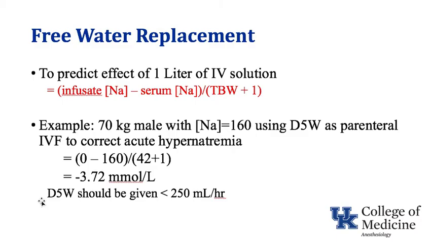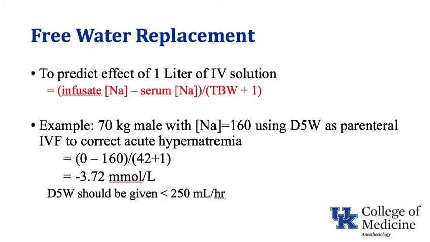So using our example of a 70 kilogram male with a sodium concentration of 160, if we decide to use D5W as our correction fluid, we would have to use (0 minus 160) divided by (42 plus 1), because 42 is the total body water for this patient. And that would give us an amount of 3.72 millimoles per liter. So in that regard, we should assume that for every liter of D5W that is given, we're going to decrease the serum sodium concentration by approximately 3.72 millimoles per liter.